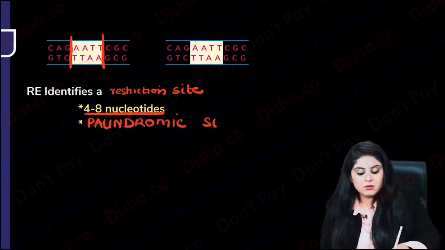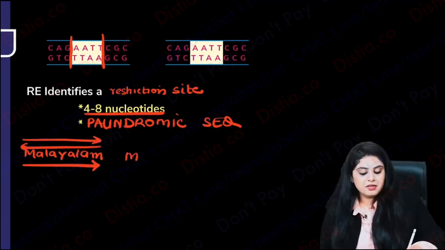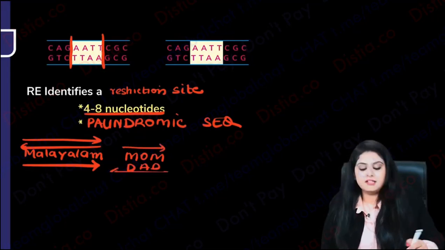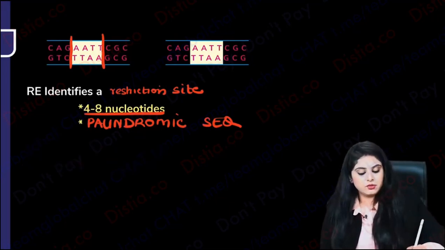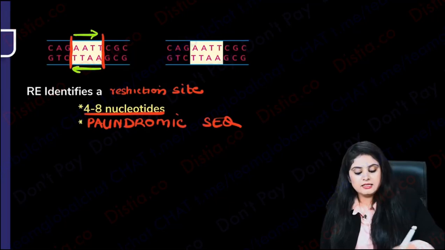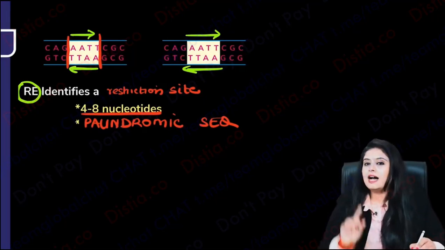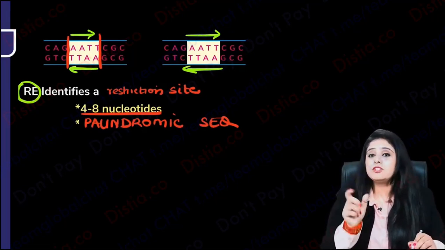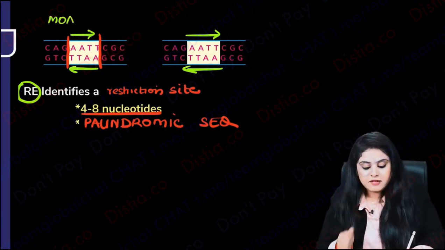Guys, what is a palindrome? If you have Malayalam, if you read it from left to right or right to left, it sounds the same. In simpler words, mom, dad, if you read them from left to right or right to left, they are the same. So those are palindromes. So it may be AATT, AATT. If you read them from left to right like this, they are the same. So this enzyme says, I will find that sequence in the bacteria which has palindromes, left to right and right to left the same, and that is where I'll go and hit. That is the mechanism of action. That is the function that it has.